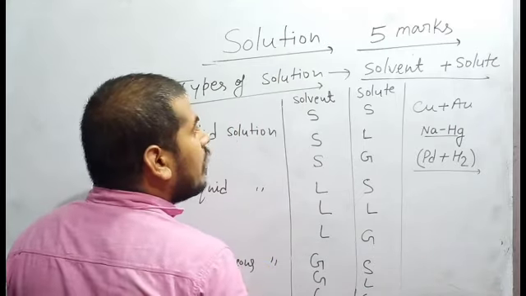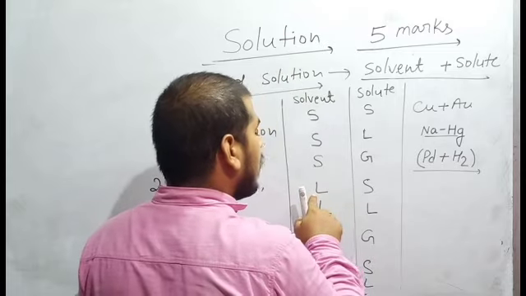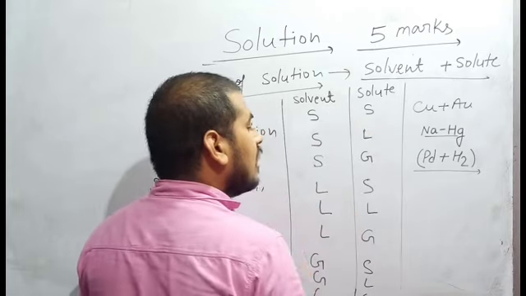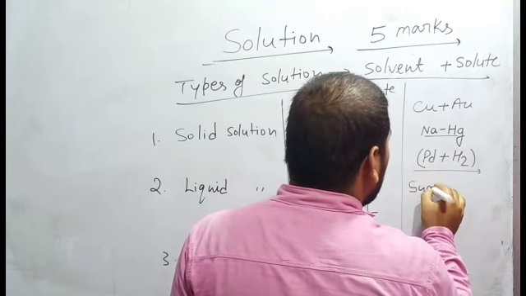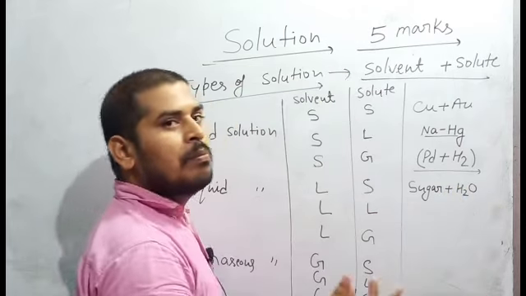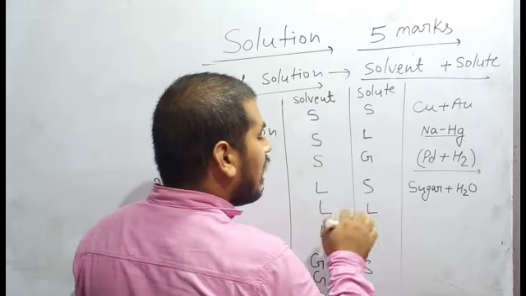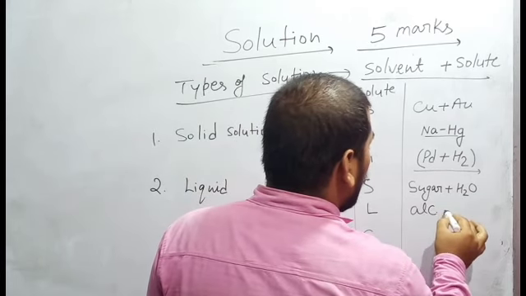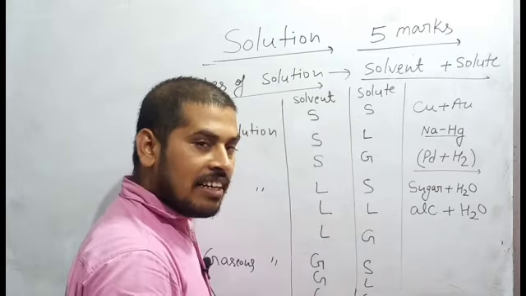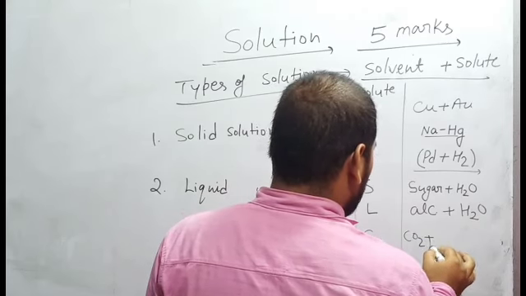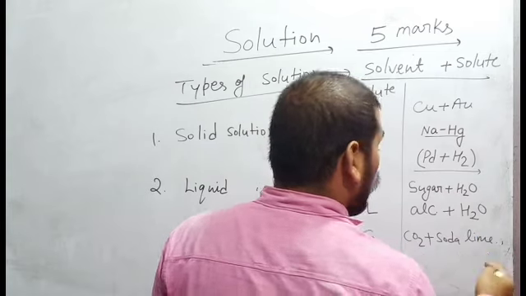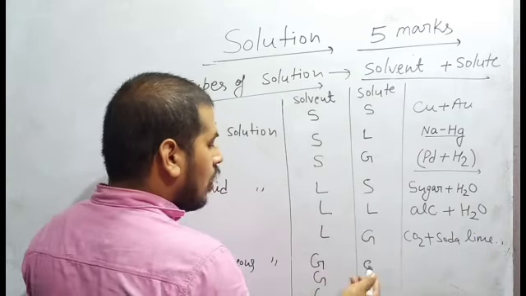Next one is liquid solution. Liquid and solid means the solute is solid and solvent is liquid. Sugar plus water, glucose plus water, etc. Liquid and liquid: alcohol plus water. Liquid and gas: CO2 plus soda lime, O2 plus H2O.